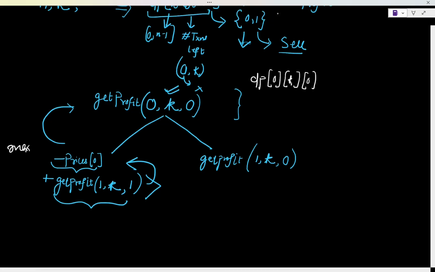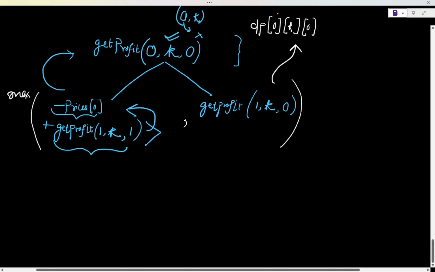So it will be the max between these two choices, this or this. That is, either you did a buy at 0, then you made a recursive call from 1 with k transactions remaining with sell state, or you didn't do a transaction at 0. That is, you didn't do a buy at 0. You just made a recursive call from the first index with buy state. These are the two possibilities. We'll take the max of it, and that will be stored in this particular location of the DP array.